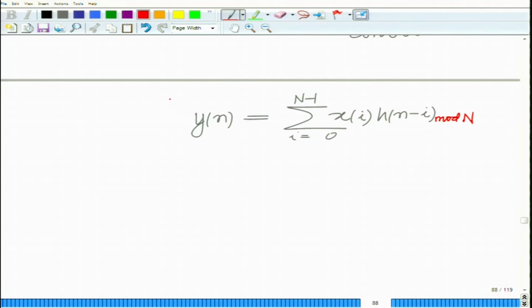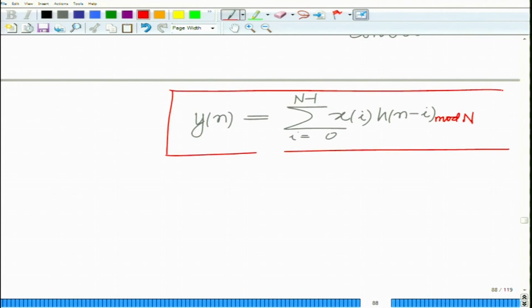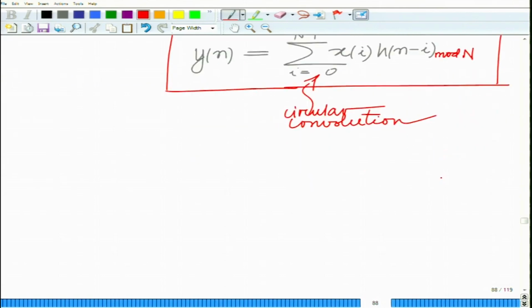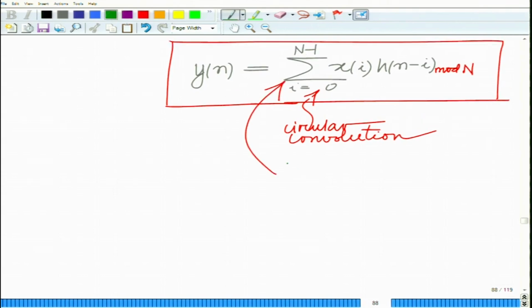That is, you are basically wrapping the sequence around and performing the circular convolution. So this performs convolution by wrapping the sequence around.